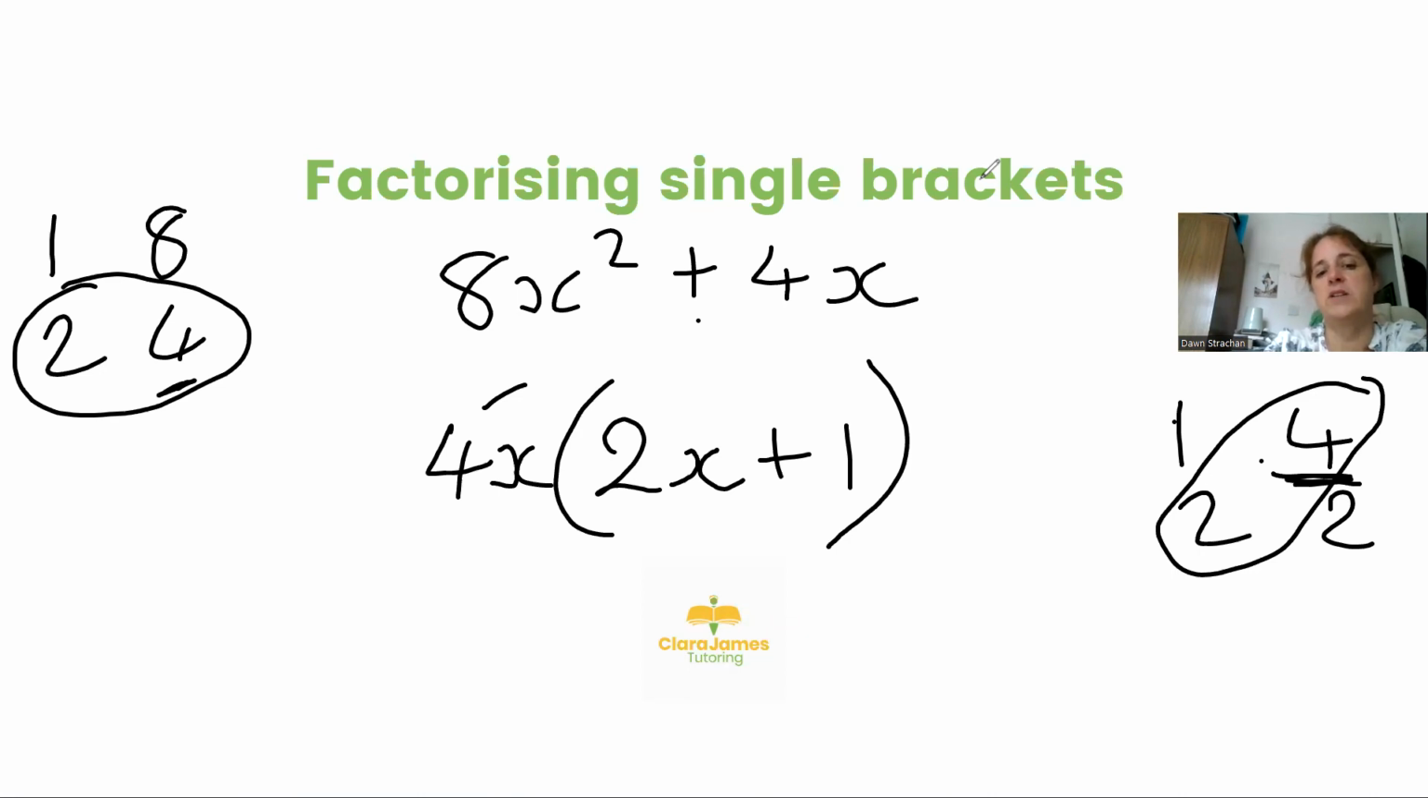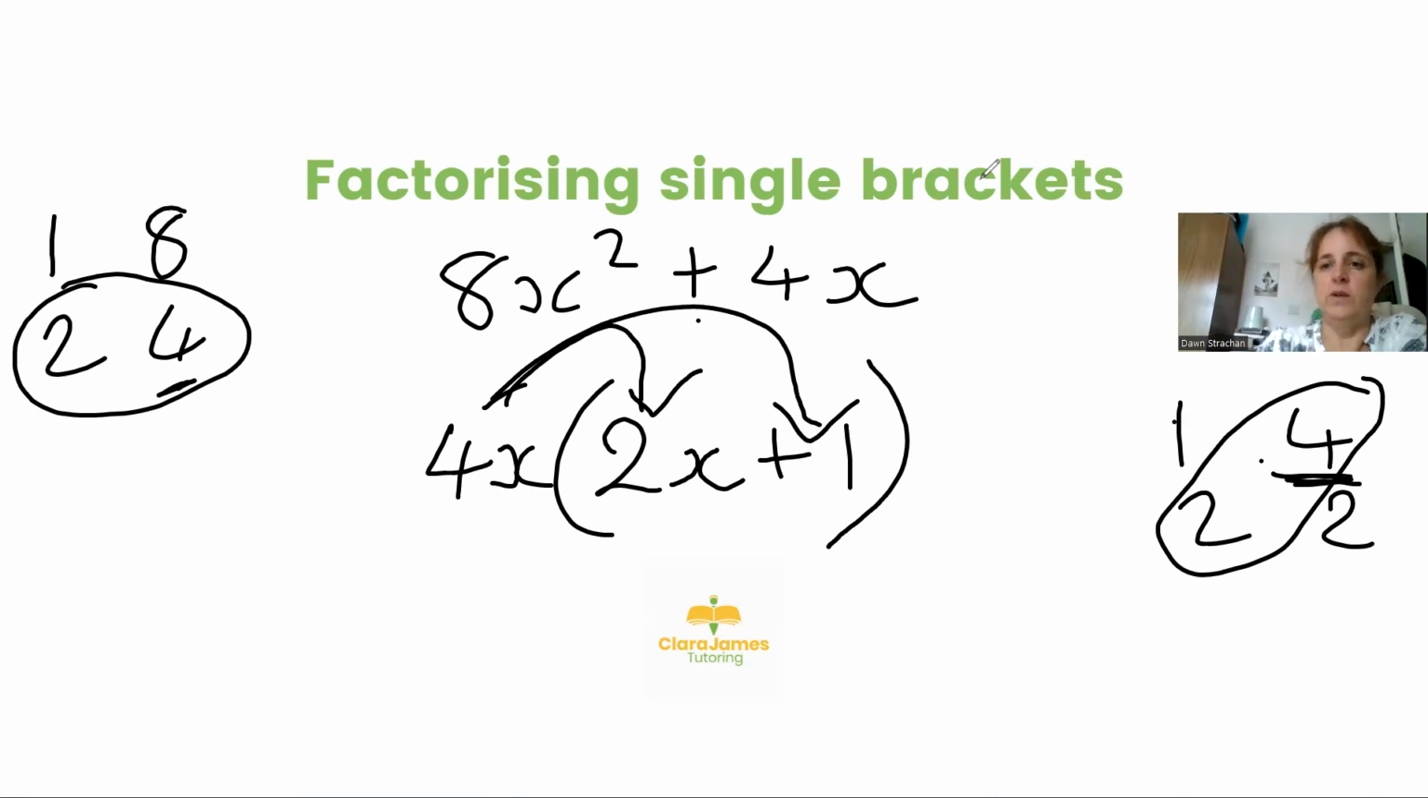And if you want to multiply it out, just to double check, 4x times 2x, 4 times 2 is 8, x times x is x squared. So we've got 8x squared. And then 4x times 1 gives us 4x. So we're right, we've got that fine.